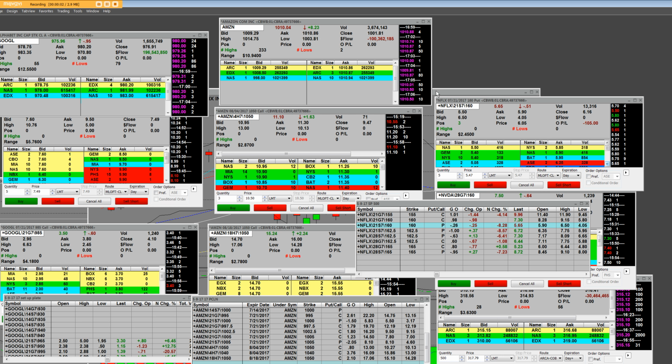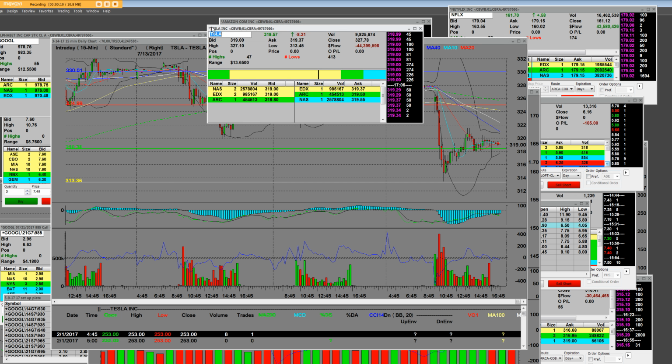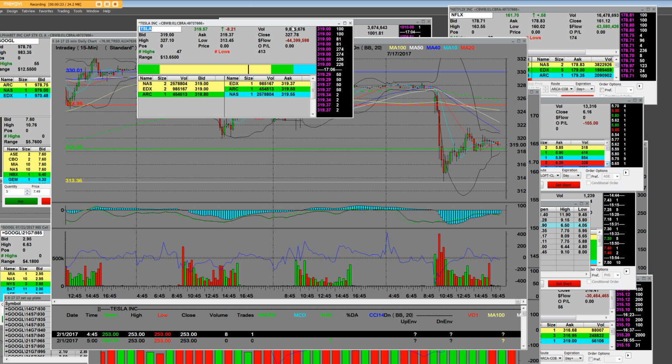Good afternoon, everybody. What we're going to talk about today is a 15-minute chart on Tesla. 9.8 million shares traded. We had a 13.36 range intraday. Here is the 15-minute chart that you can see up here, and where it took a cliff dive.